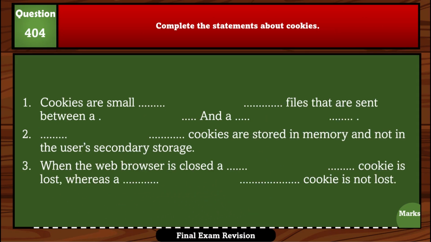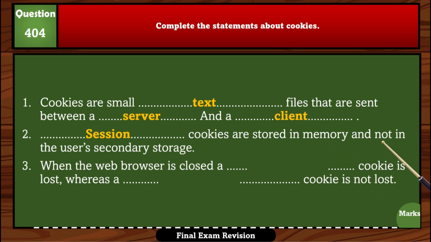Question 404. Complete the statements about cookies. Cookies are small text files that are sent between a server and a client. Session cookies are stored in the memory and not in the user's secondary storage. Persistent cookies are stored in secondary storage. When the web browser is closed, a session cookie is lost, whereas a persistent cookie is not lost.